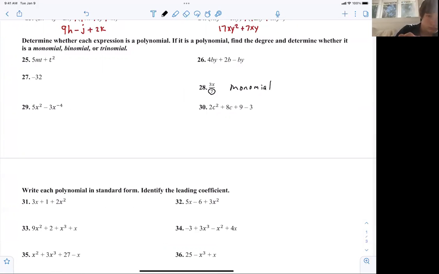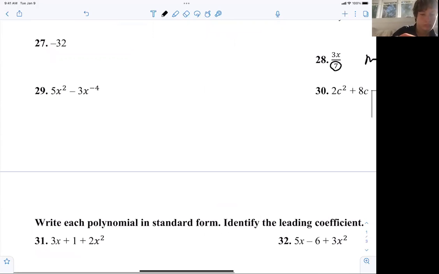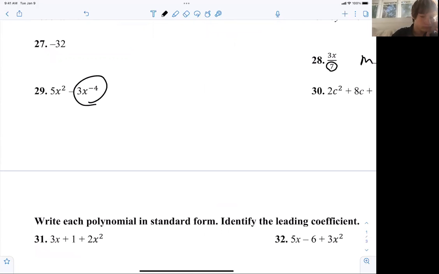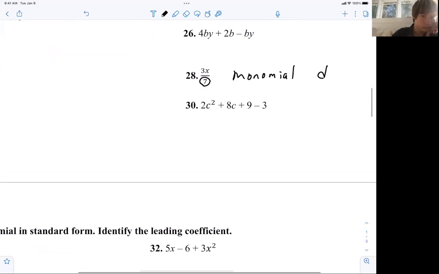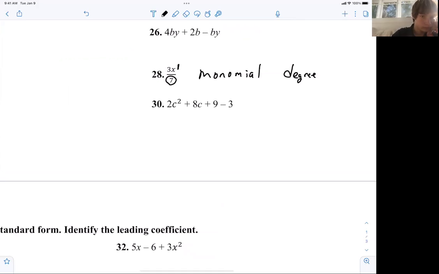Let's look at 29. Now, this is not a polynomial because it's to the power of negative 4. Variables cannot have negative exponents. For 28, what was the degree? The degree is the value of the exponent. This exponent is a 1.